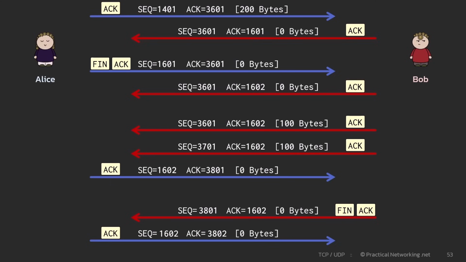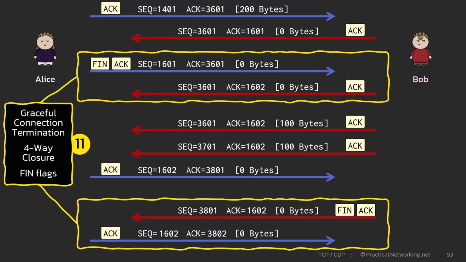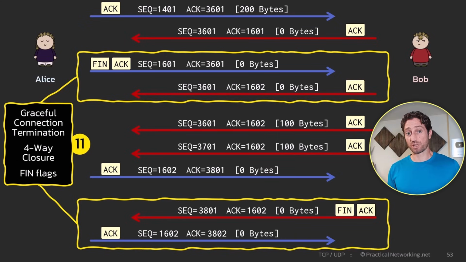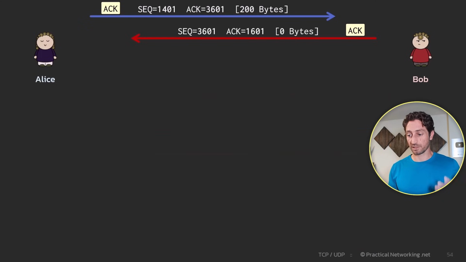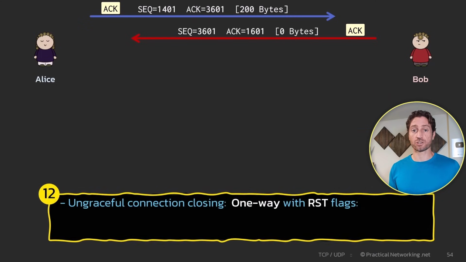And so that wraps up our discussion on idea number 11, which was the graceful connection closure mechanism using FIN flags. Which brings us to idea number 12, the last idea in this lesson, and that is what I call the ungraceful connection closing mechanism.